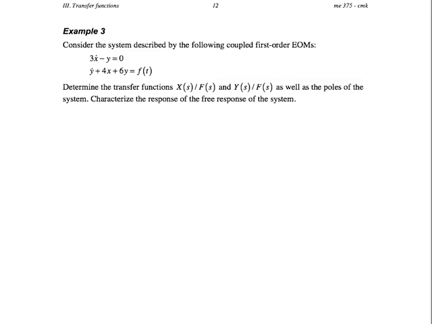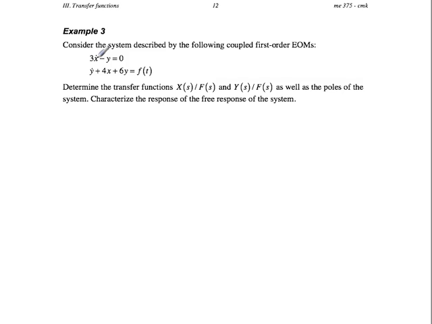For example 3 on our chapter on transfer functions, we're given a slightly different form of a set of equations of motion. There are actually two first-order equations. The output variables are x and y. We have an input on the second equation of f.